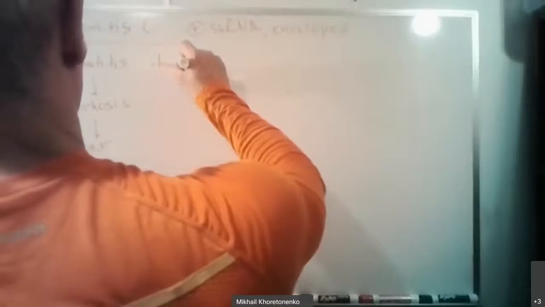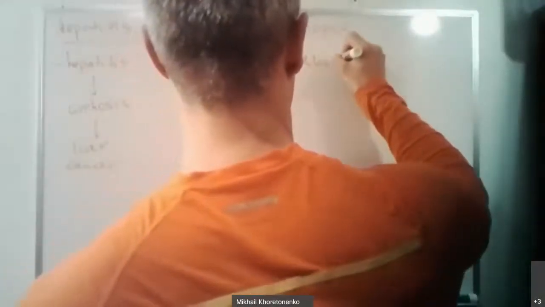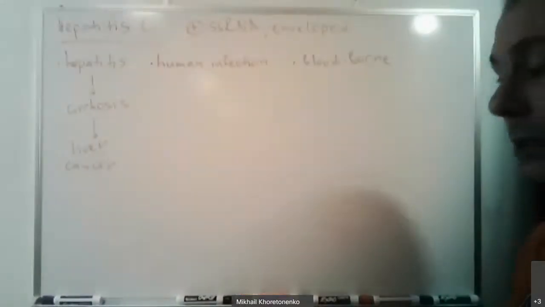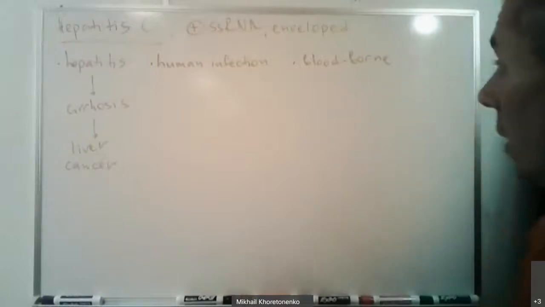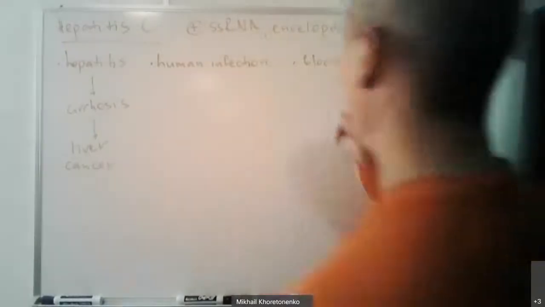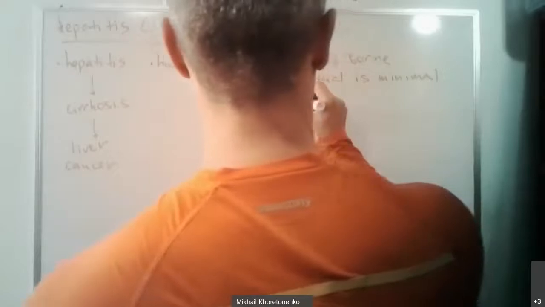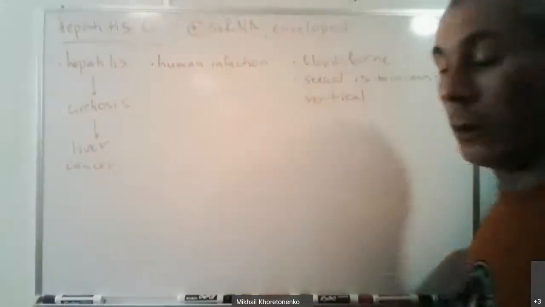Hepatitis C is entirely a human infection. Main route of transmission: it's a blood-borne pathogen. So any exposure to infected blood, like a needle stick, or sharing needles between people who use intravenous drugs. Sexual transmission is minimal. Vertical, from mother to child, is also possible.